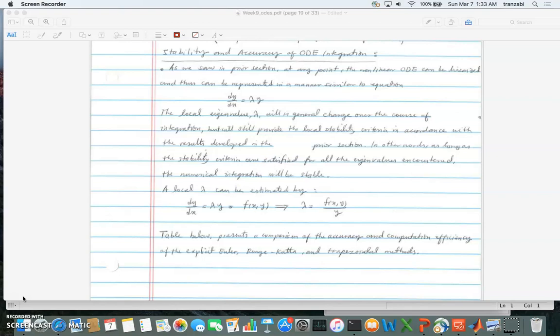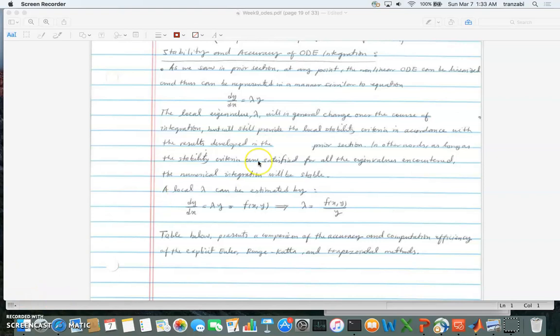This is the last video on stability analysis and the accuracy comparison between the four methods we covered thus far: the forward Euler, backward Euler, trapezoidal method, and RK methods. In the last video, I showed you how to calculate the stability region for RK2 and RK4.